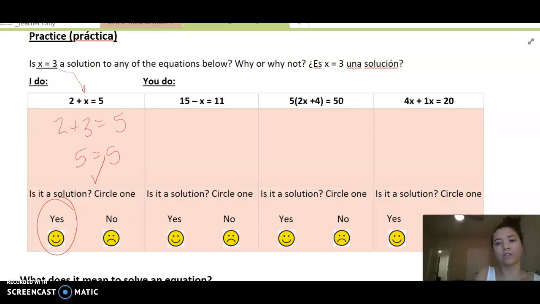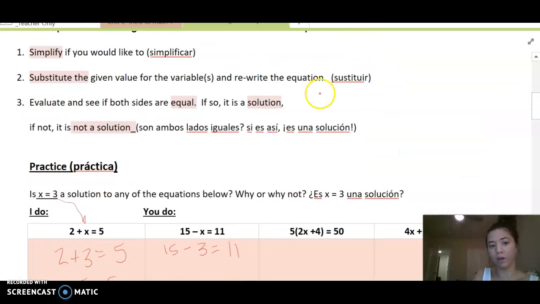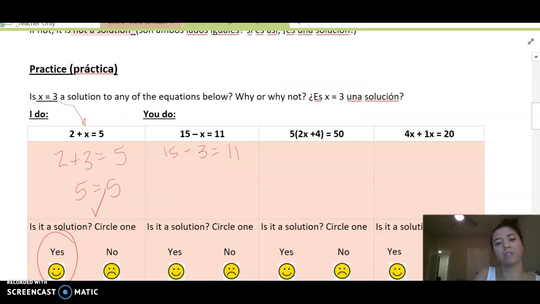All right. So again, I'm going to do the same thing. So I'm going to plug 3 in right where x is. And then we're going to solve both sides. Substitute in the equation, evaluate, and see if both sides are equal. Evaluate just means to solve.